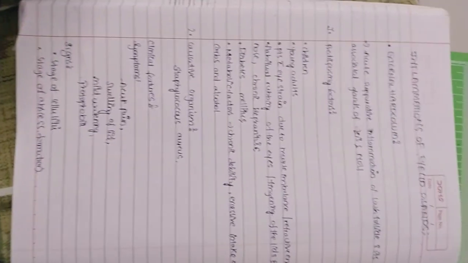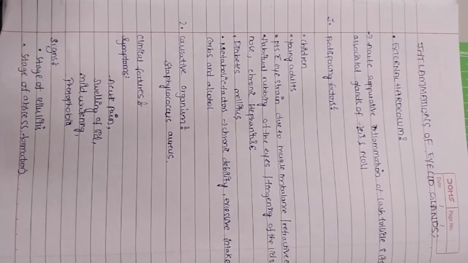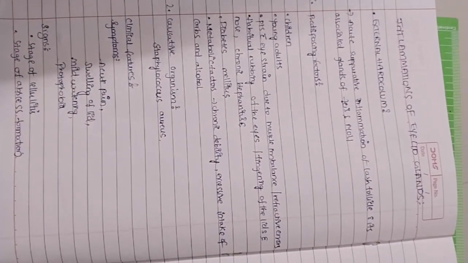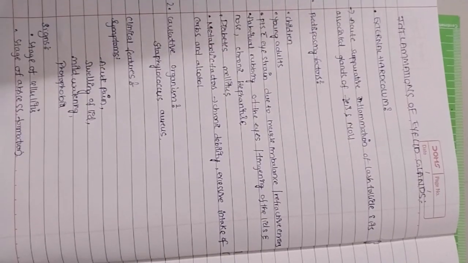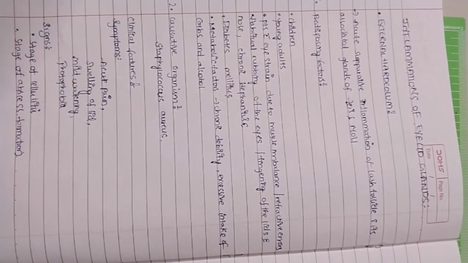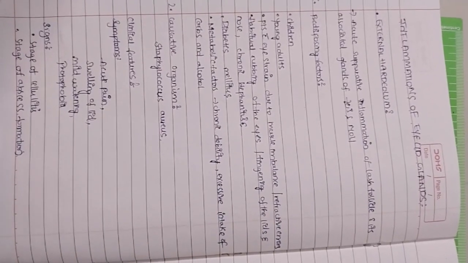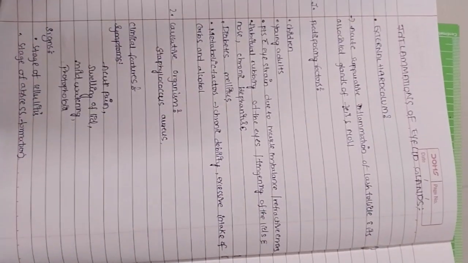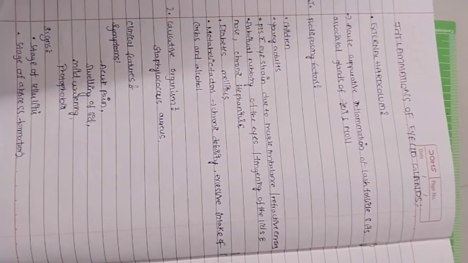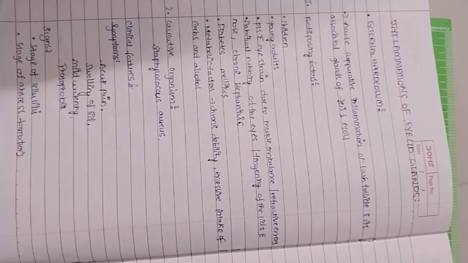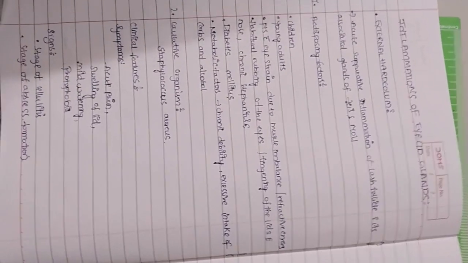So coming to the predisposing factors, whom you will see. One is children, young adults, patients with eye strain due to muscle imbalance or refractive errors like myopia, and habitual rubbing of the eyes, fingering of the lids and nose, chronic blepharitis, eyelid inflammation, and diabetes due to immunosuppression, some metabolic factors like chronic debility, excessive intake of carbs and alcohol.